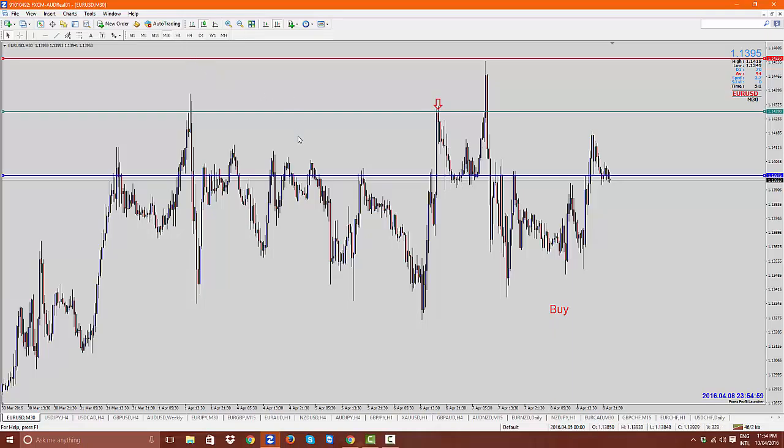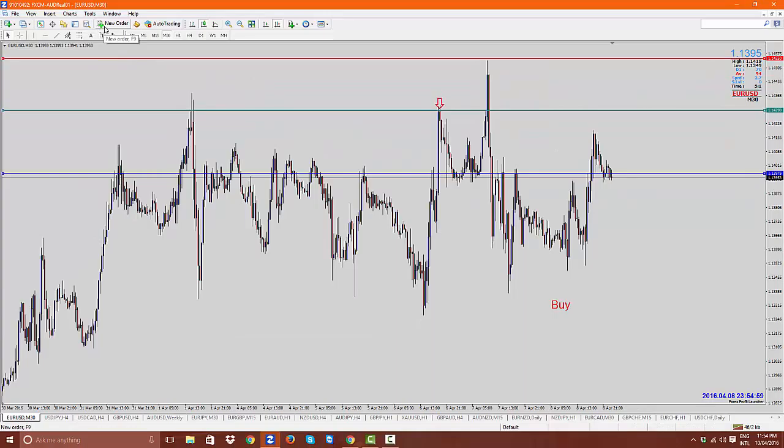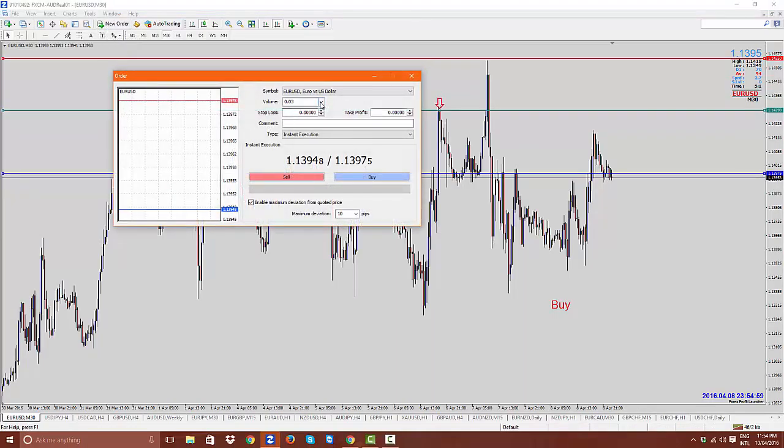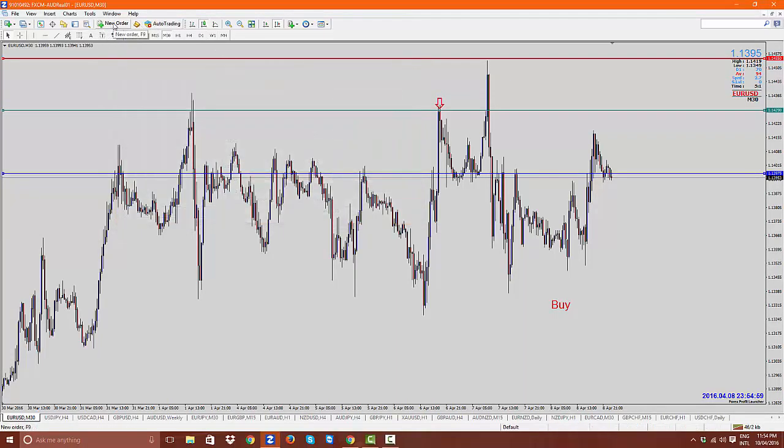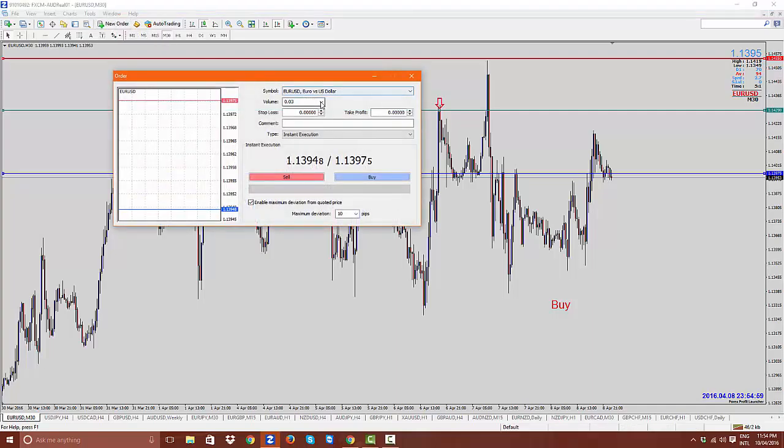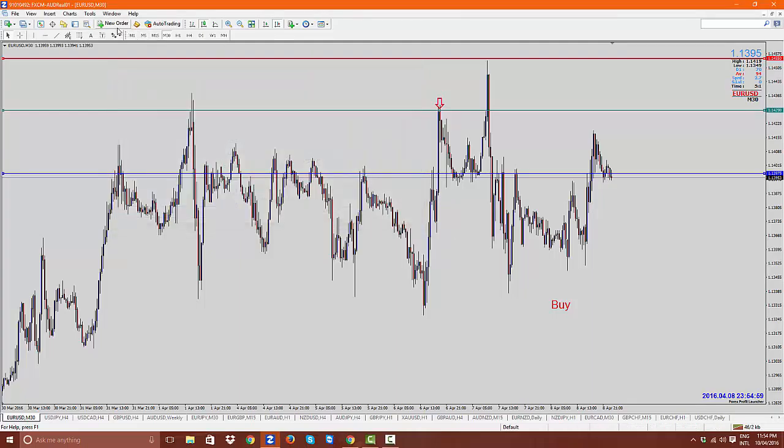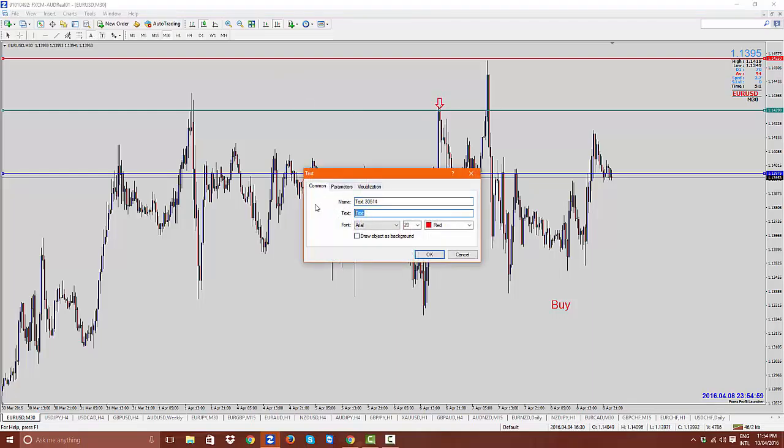So now again, let me explain the lot sizes. When you try to place a trade, you do a new order, and you will have a volume. This is your lot size. So 0.01 lot depends again on the leverage. If you are starting out, I don't want to confuse you guys with the leverage too much, but just a basic idea, I suggest you use 1 to 400.